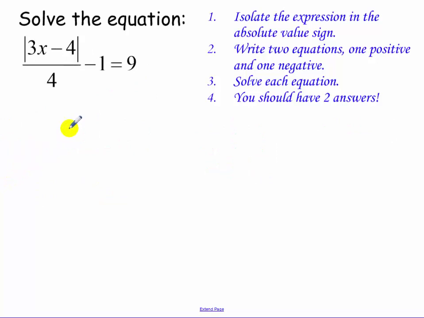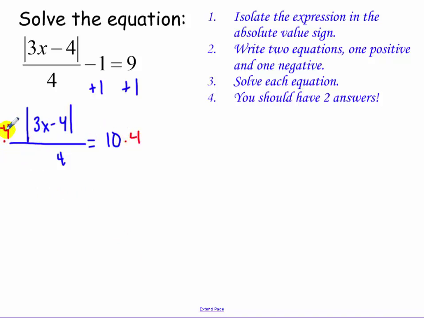Okay, solving this equation. Again, first we need to get rid of what's being added or subtracted to this absolute value piece. So we need to add 1 to both sides. So we have the absolute value of 3x minus 4 all over 4 is equal to 10. Now get rid of the 4 on the bottom, so I multiply both sides by 4. That cancels out that 4 on the bottom. So we have the absolute value of 3x minus 4 is equal to 40.